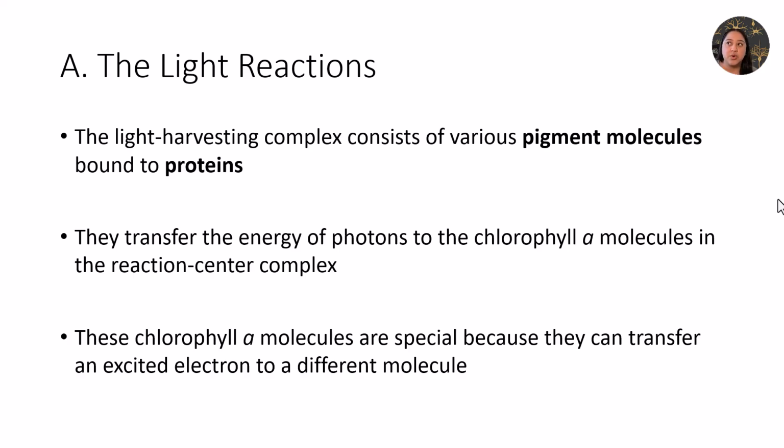And so they transfer the energy of photons. They like bop around all the energy of the photons. And then they transfer the energy to the special chlorophyll A molecules in the middle, in the reaction center complex. So these chlorophyll A molecules are special, the ones in the middle, because they can transfer an excited electron to a totally different molecule. So these guys are like special.